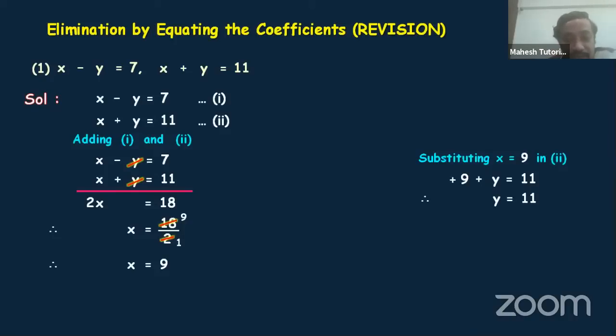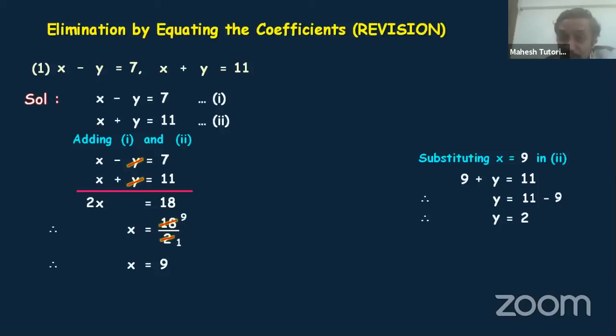Now if you look at the step, 9, on the left hand side here, the sign is plus. If it goes on the other side of the equal to sign, it will become minus 9. Perfect. So therefore, y is equal to, students, 11 minus 9 will give me the answer as 2. So I have got the value of the other variable, that is y, as y is equal to 2.